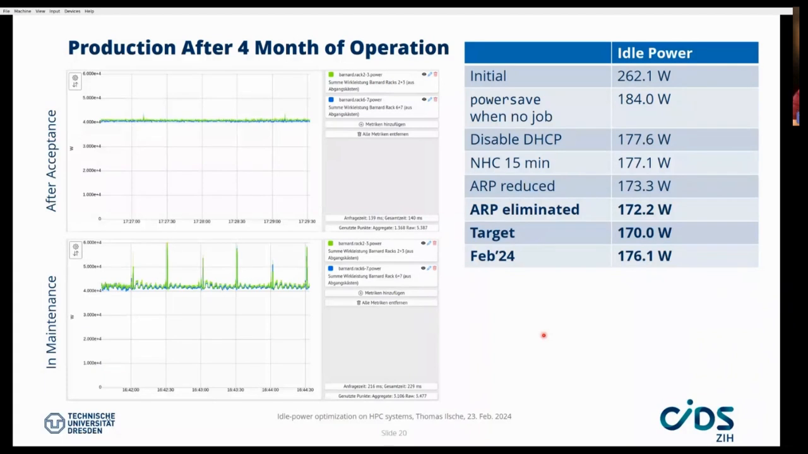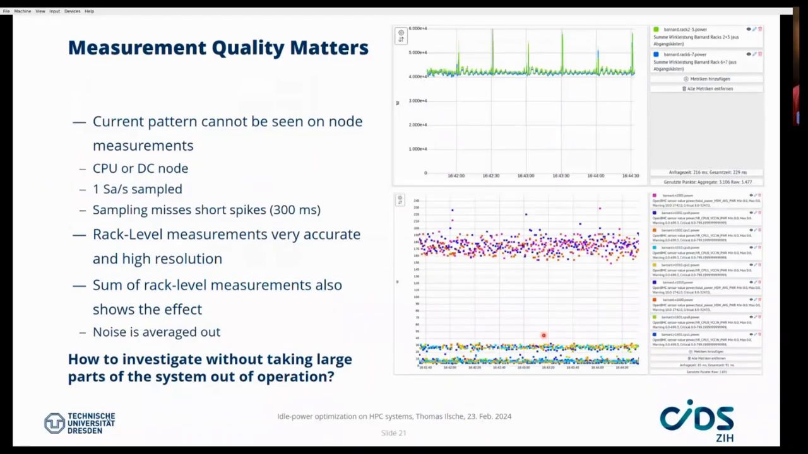And I want to show why this is important on the last content slide here. If we compare these two pictures, on the top right we have these measurements from the racks, where we have all the nodes together measured with a precise measurement and with a high resolution, and we see this pattern very well. And on the bottom, these are the measurements from the compute nodes themselves. These are just three nodes picked randomly, and we have the DC measurements of the full node, and we have the per CPU measurements. And it is so noisy that it's extremely hard to see any pattern here.